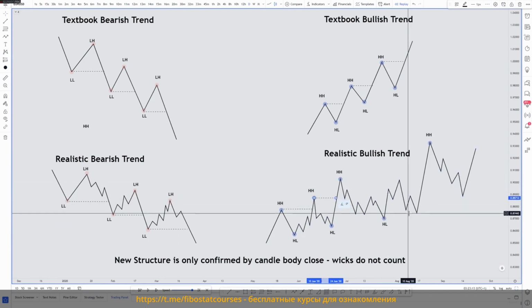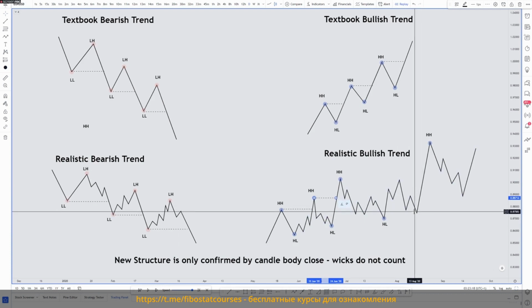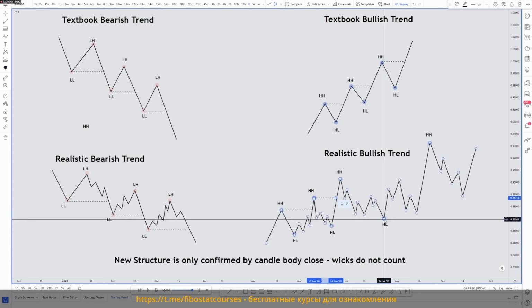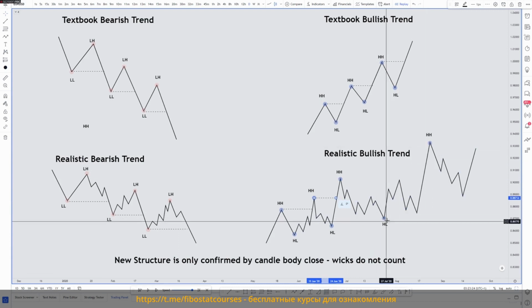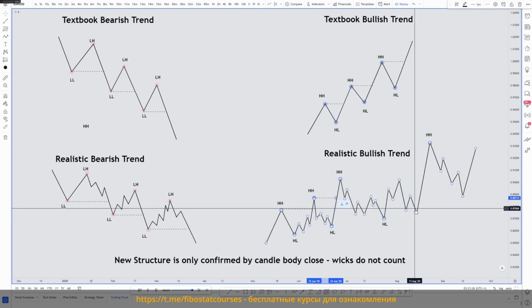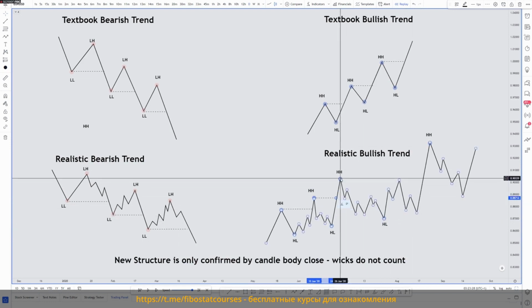Now, a lot of people will mark this point as structure. That's actually not structure. It is the lowest point before the highest point. So it is very important you map this as structure and not this. And I'm going to show you why in just a second.